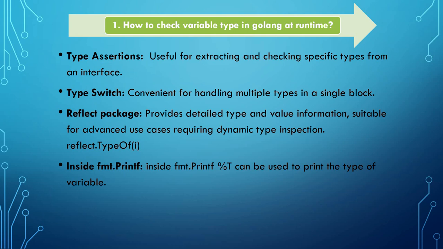We have already learned about type assertions, useful for extracting and checking specific types from an interface. If we have an interface and we want to find a specific type, or if we want to extract data from that interface, then when we convert the interface into an actual data type, that process we call type assertion.